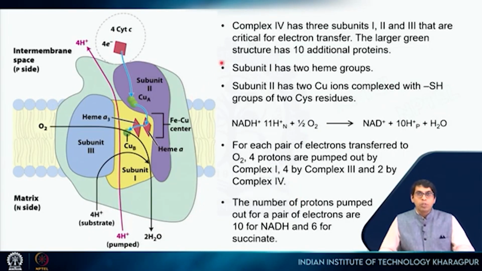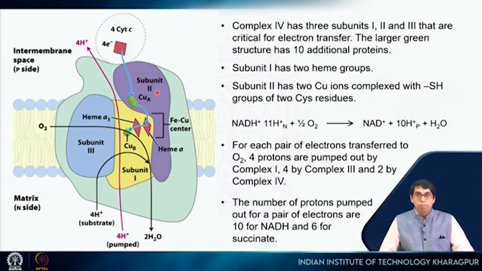Okay, so this is complex 4, right? This is the detail of complex 4. It has 3 subunits, 1, 2 and 3, which are critical for this electron transfer, right? The larger green part that is shown here is a structural protein and it has 10 additional proteins, right? Subunit 1 has 2 heme groups. So this is subunit 1 shown in yellow. It has 2 heme groups.